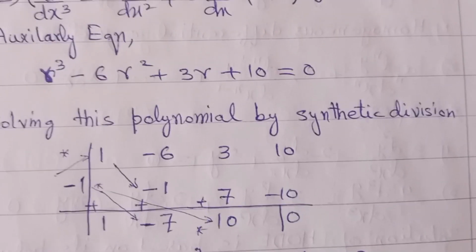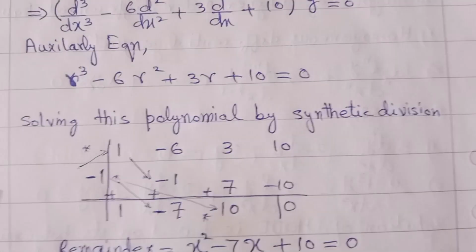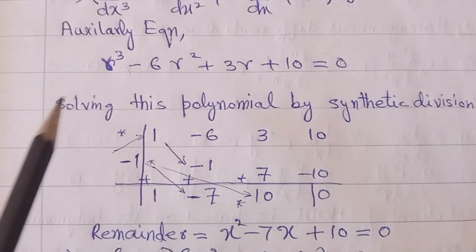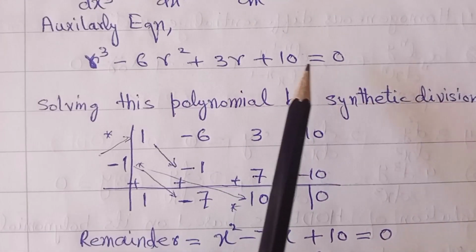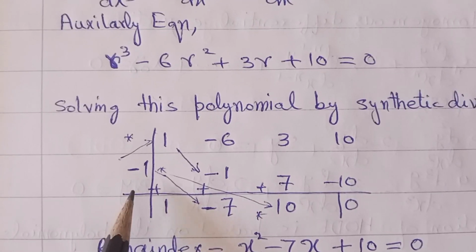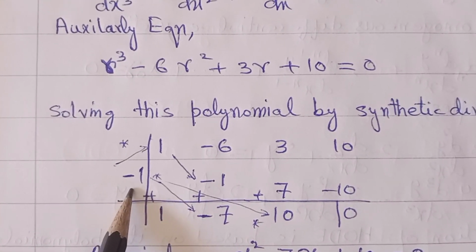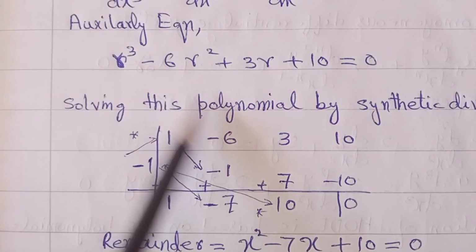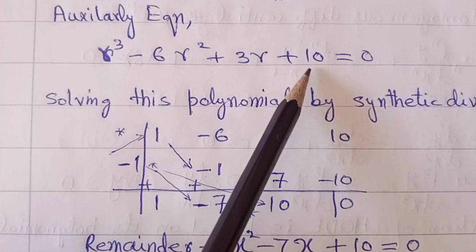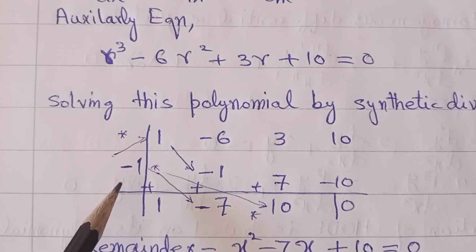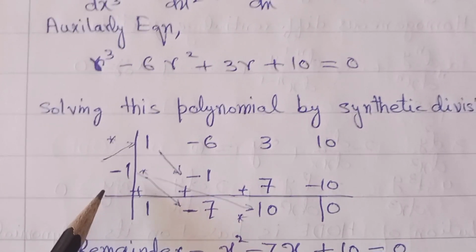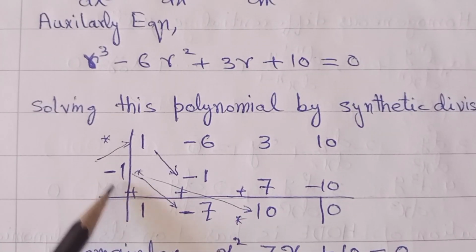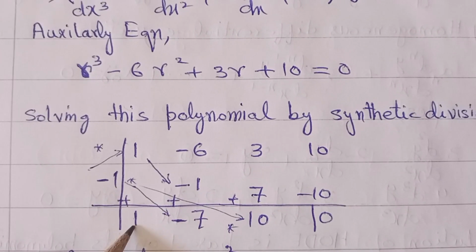Here we are using the synthetic division method, which you already know about how to find the roots. We can see that when we substitute minus 1 in this equation, the left hand side and right hand side would be equal. Therefore we are starting finding the root from minus 1. So taking the coefficients, the coefficient of r cube is 1, r square is minus 6, r is 3, and the constant is 10. Now we are going to divide by minus 1. This one will remain same, so that minus 1 will multiply by this 1.